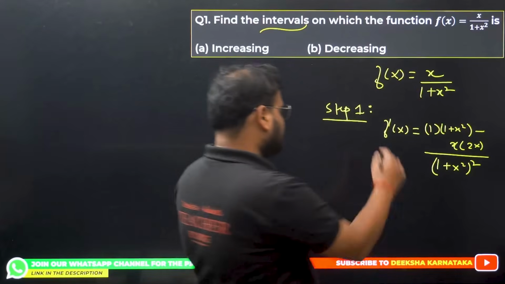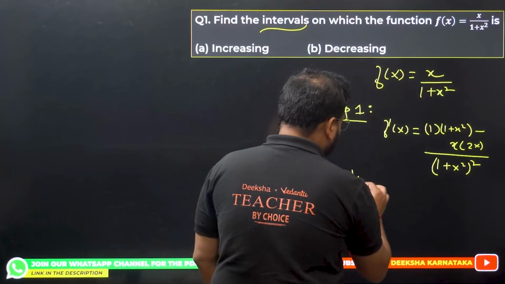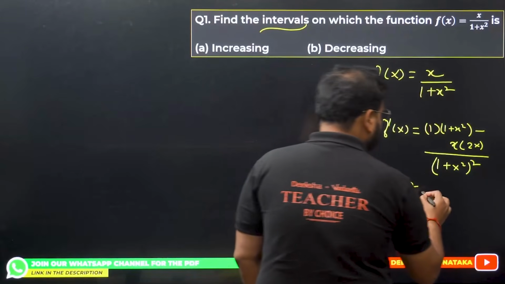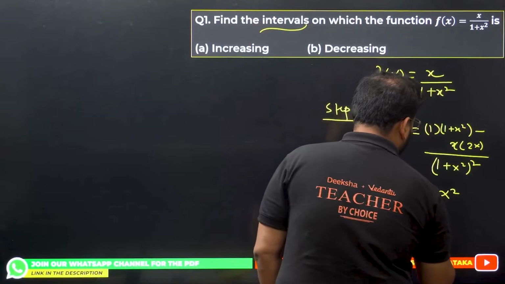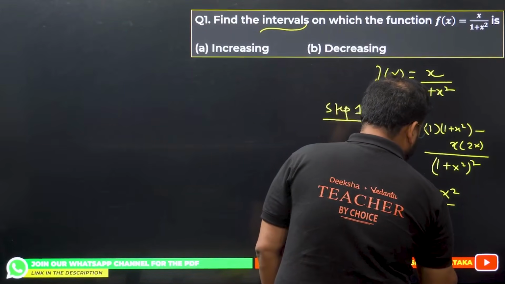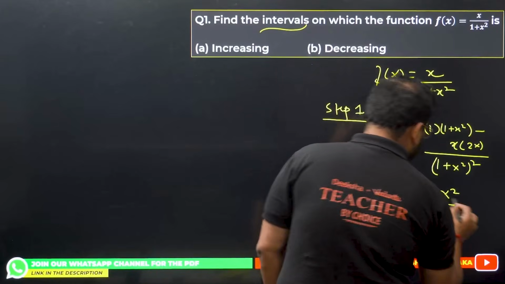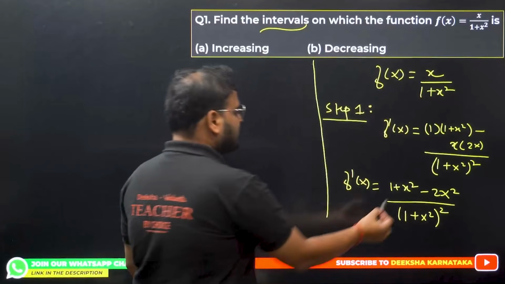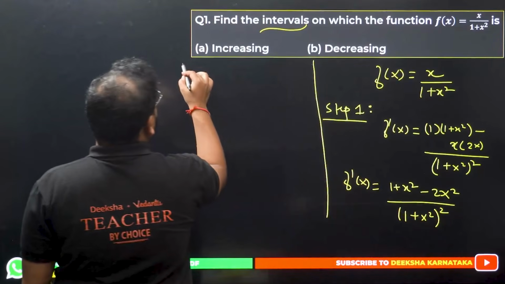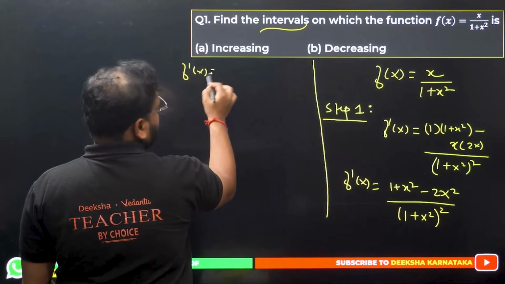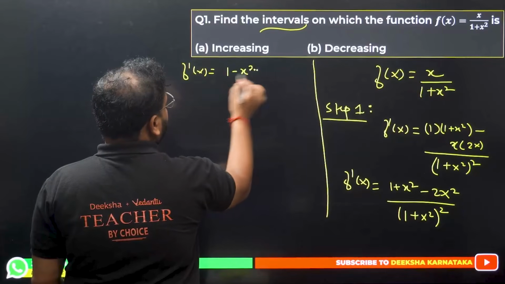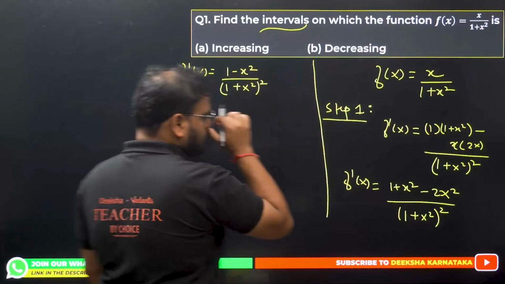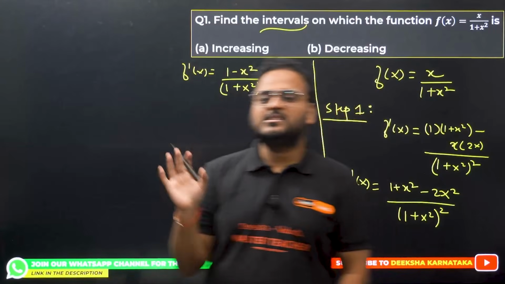Let's simplify this. I'm going to get f dash of x equals 1 plus x square in the numerator minus 2x square, divided by 1 plus x square the whole square. This is my step 1 done. Step 1 is finding the derivative. This is cancelled, okay? You can find f dash of x is equal to 1 minus x square upon 1 plus x square the whole square. So the derivative is very much clear now.